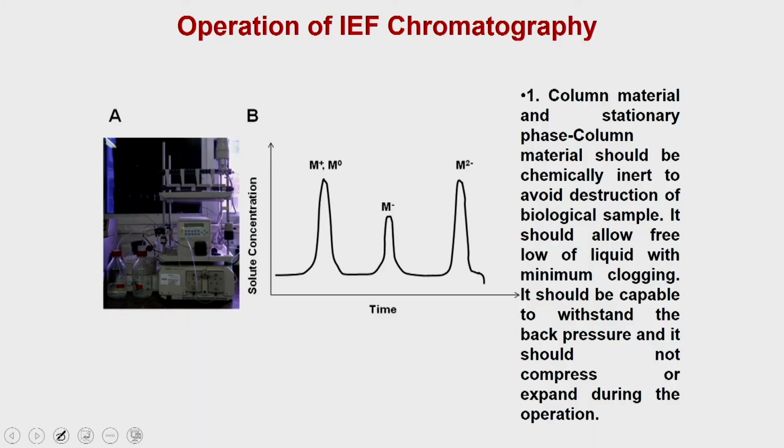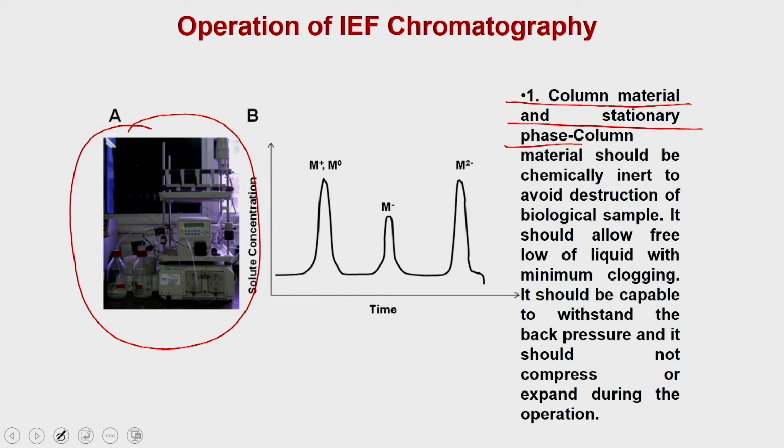So, this is the chromatography system, and this is the pattern you will get when you perform anion exchange chromatography. In the first step, you add the column material as well as the stationary phase. So, first you prepare your column. The column material should be chemically inert to avoid destruction of biological samples.